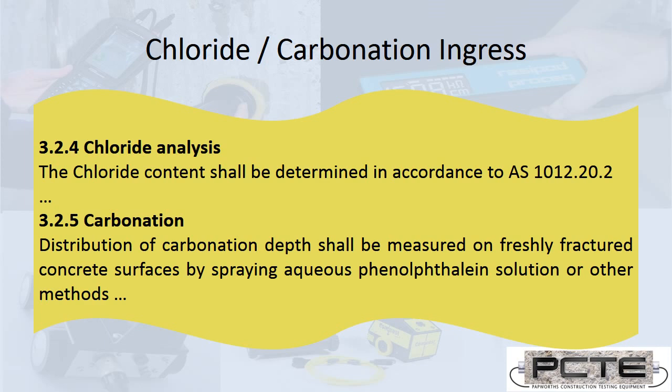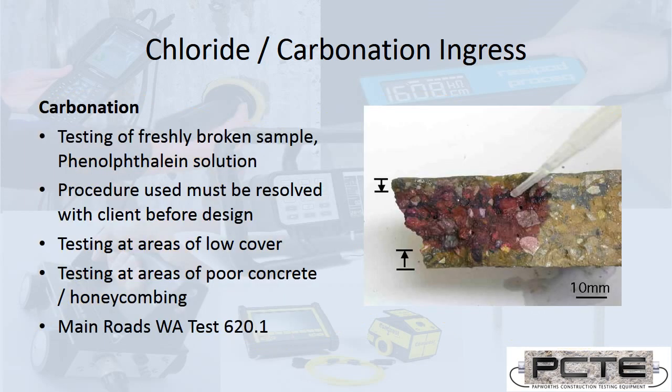So, how does this work? For carbonation, it's the ingress of carbon dioxide from the outside environment through the concrete. The ingress of carbon dioxide forms a more acidic environment, and it's possible to track this by the acidification of that concrete using a phenolphthalein solution. To do that, samples are taken, they're fractured, and the indicator is applied to a fresh concrete surface. The key point here is this is a very well understood test method, but you need to agree with it as a consultant doing the design before you complete the testing. One example method would be Main Roads WA test 620.1.